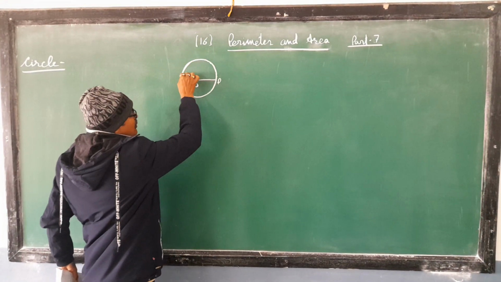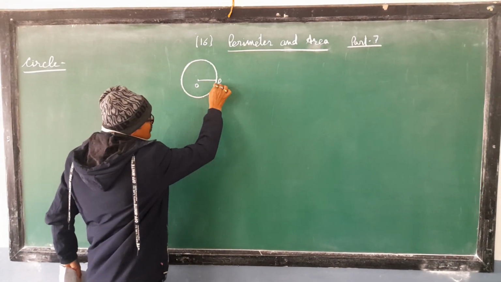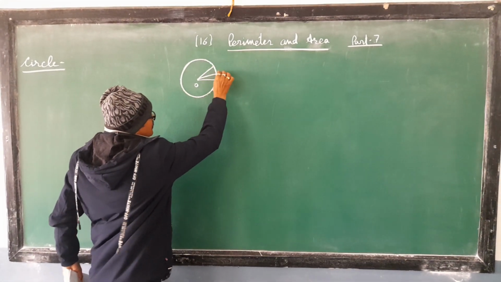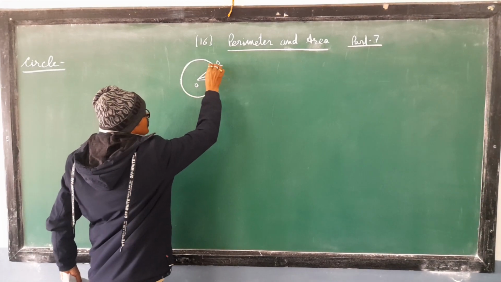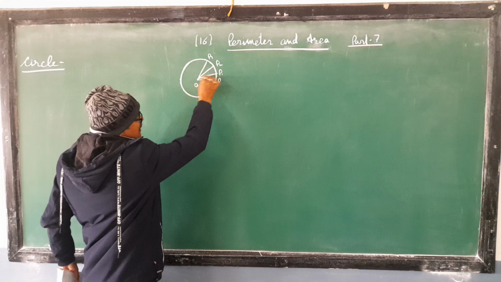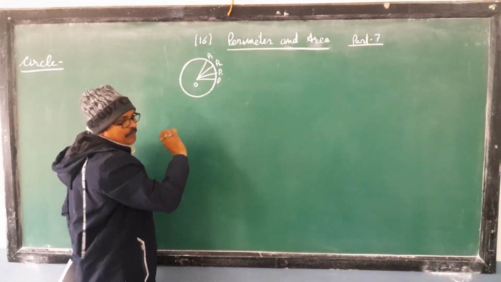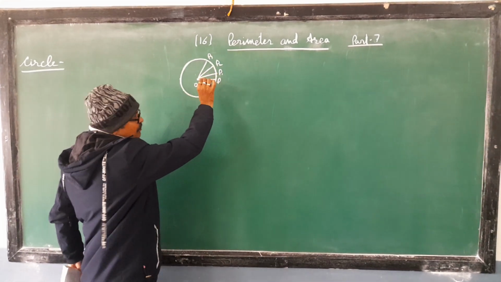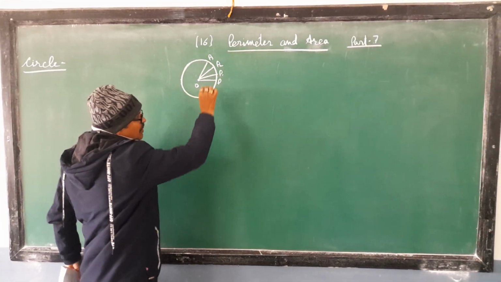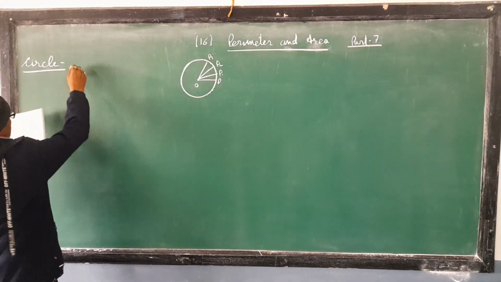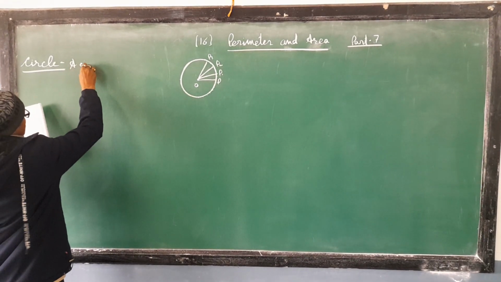If we take all the points on this boundary, P1, P2, P3, these are all at equal distances, the same distance from this point. So this boundary makes a circle. This boundary is the concept of a circle.